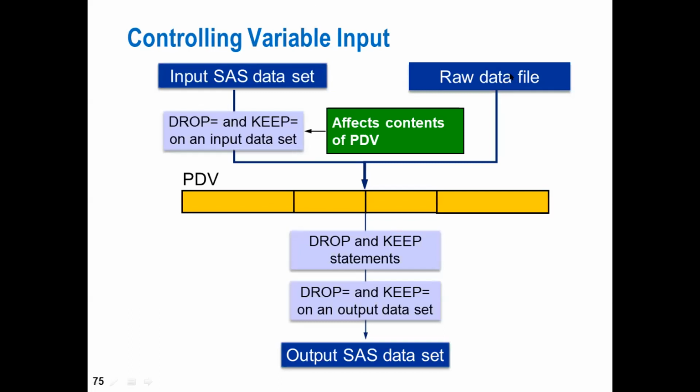So this is a very simple flow chart, a very important part. In short, you can actually memorize it. Understand that when a PDV is created and when you write for your input data set, when we write drop equal to and keep equal to on your input data set, it affects PDV. The variables themselves are not selected in PDV.